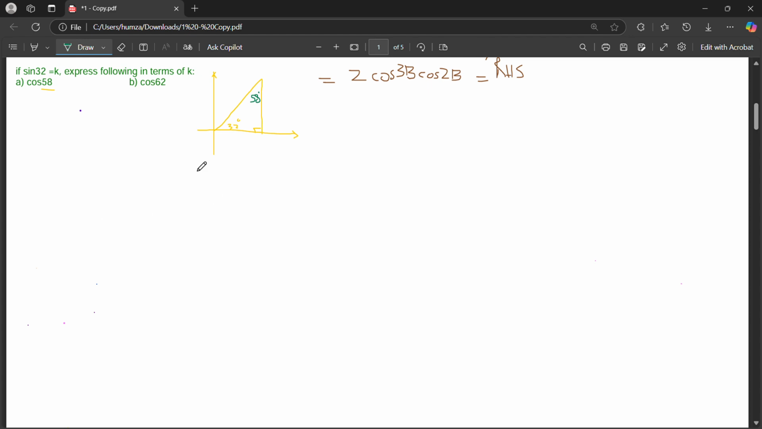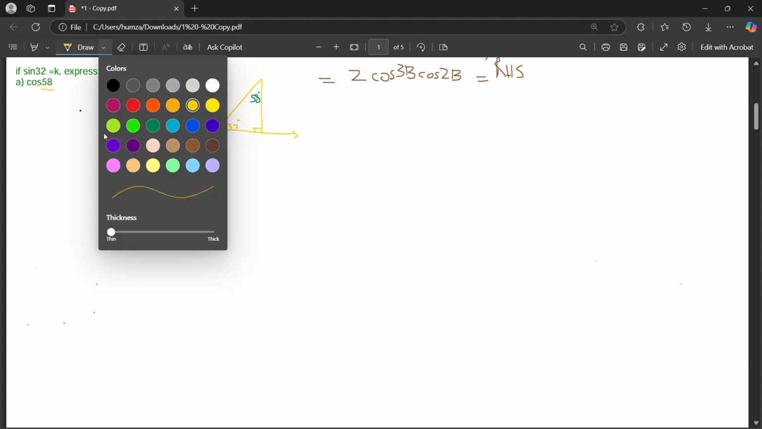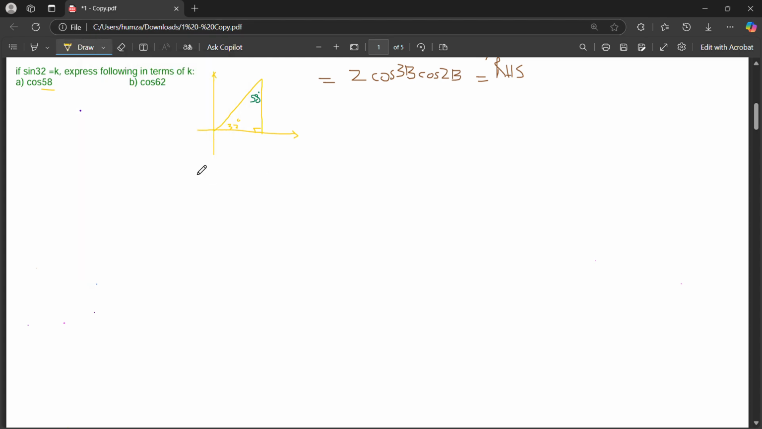So now what was given was sin 32 is equal to k. So sin 32 is equal to k over 1, and if there is no k, we can also write it in terms of y and r. So this will be y over r, so opposite side over your hypotenuse side. So this side is your r side, right?